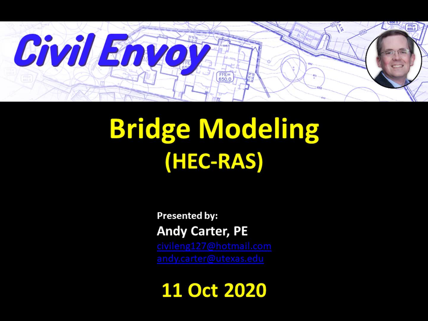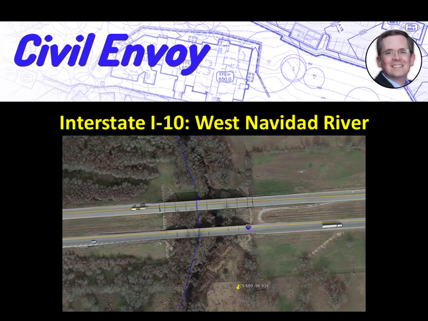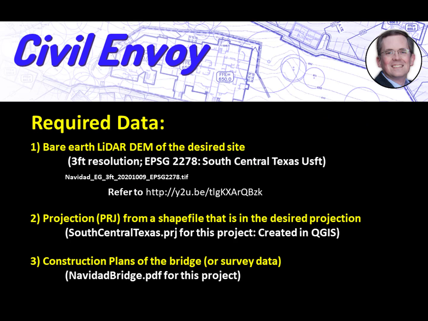In this video we're going to model a HEC-RAS bridge from scratch. Specifically, we're going to look at a bridge over the Navidad River on Interstate 10 midway between Houston and San Antonio. To follow along with this tutorial, 3 files are necessary.